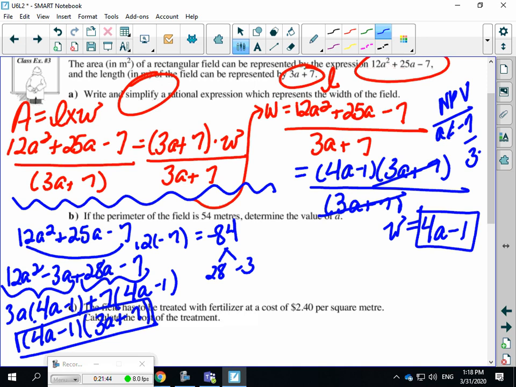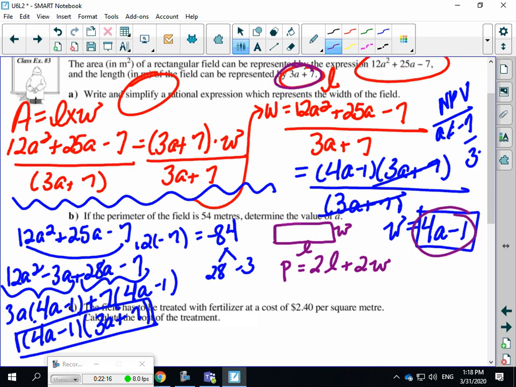Okay, so now part B says, if the perimeter of the field is 54 meters, determine the value of a. So how do we calculate perimeter? So think of a rectangle. Let's say this is the width and this is the length. Remember, perimeter is calculated by adding all of the sides. So this would be like 2 times the length plus 2 times the width. I know the length. The length they tell us is 3a plus 7. I now know the width, which is 4a minus 1.